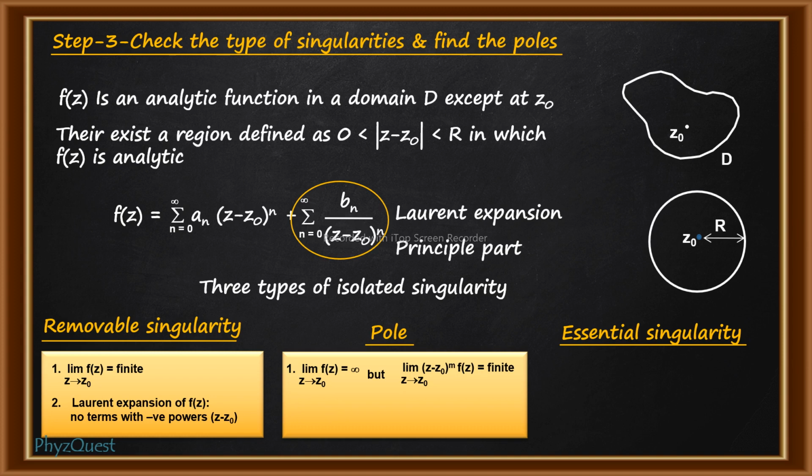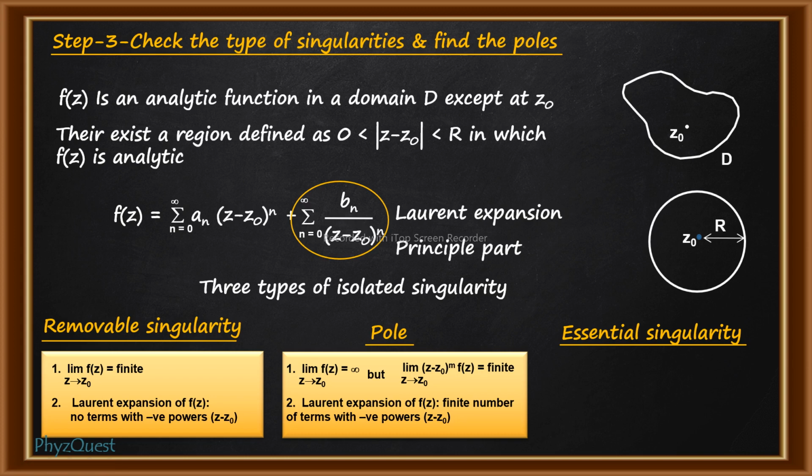Again, in terms of Laurent expansion, if you consider poles, the principal part will have a finite number of terms. That means this part will have a finite number of terms. Or you can say, in other words, there are a finite number of terms with negative powers of z minus z0.